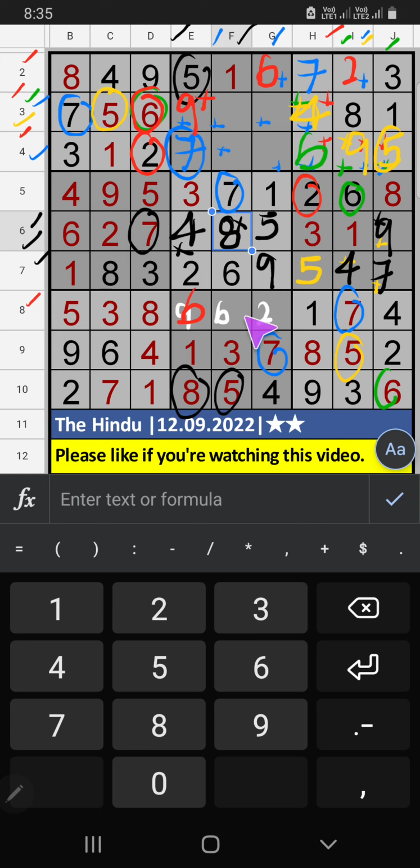Eighth row, 2 numbers are remaining, 2 and 9. Column G, we have 9. So 9 can't come in the cell, 9 is confirmed here. Then 2 is here. Fourth row, 2 numbers are remaining, 4 and 8. Column F, we have 8. So 8 can't come in the cell, 8 is confirmed here. Then 4 is here. Third row, 2 numbers are remaining, 2 and 3. Column G, we have 2. So 2 can't come in the cell, 2 is confirmed here. Then 3 is here.